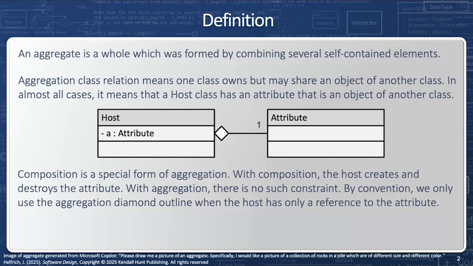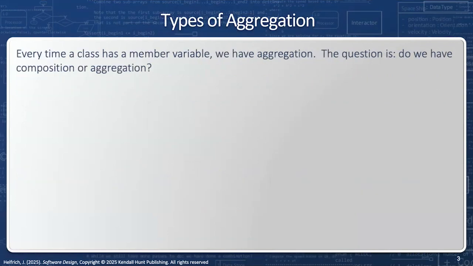Composition is a special form of aggregation. With composition, the host creates and destroys an attribute. With aggregation, there is no such constraint. By convention, we only use the aggregate diamond outline when the host has only a reference of the attribute. In other words, it does not create or destroy the attribute. So every time a class is a member variable, we have aggregation. The question is, do we have composition or aggregation?